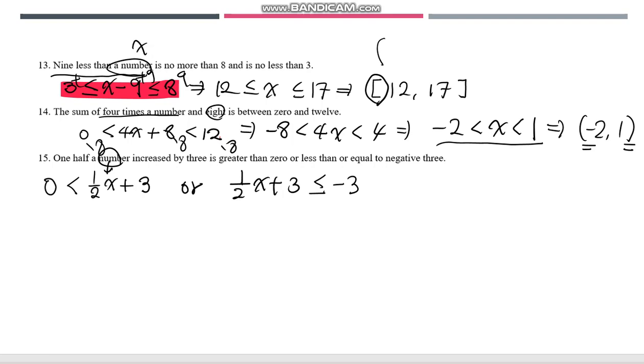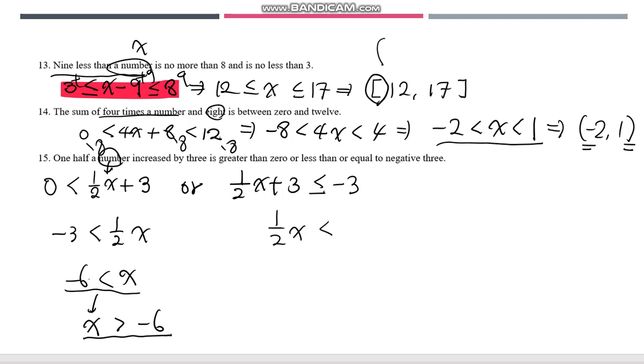And now moving 3 to the other side, you have negative 3. It's 1/2x. And then now you're solving it. Then you have x is greater than negative 6. Again, I will always want to put x on the left hand side and number on the right hand side. Okay? Then x is greater than negative 6. And now this one is 1/2x is less than or equal to negative 6, right? Now multiplying 2 to both sides, then you have x is less than or equal to negative 12.